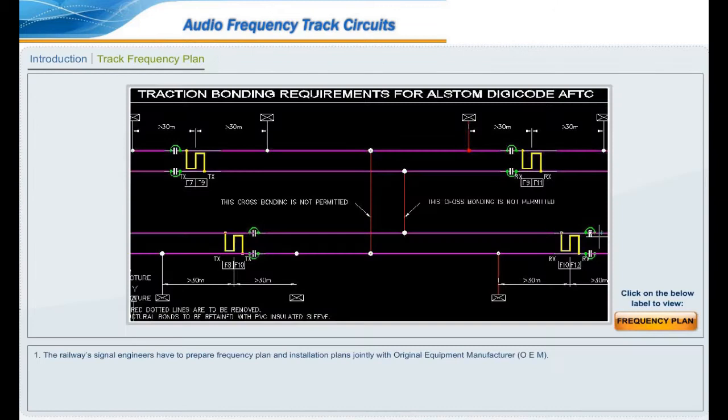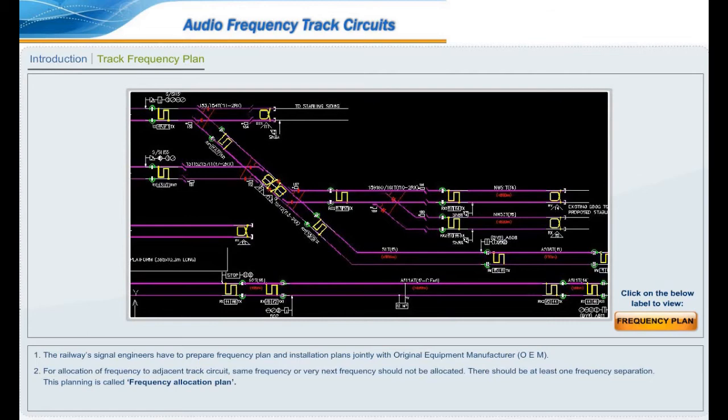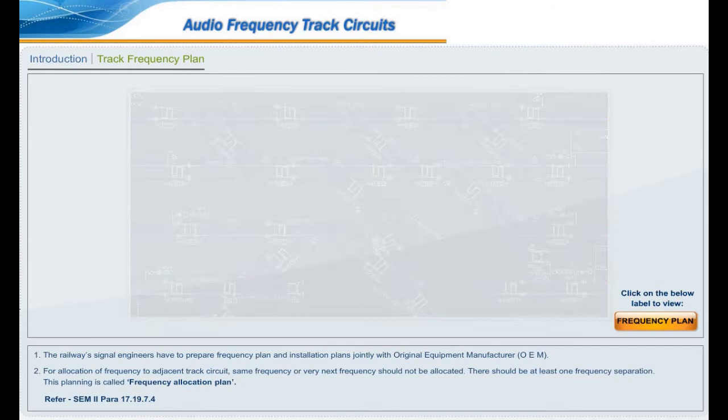The railway's signal engineers have to prepare the frequency plan and installation plans jointly with the original equipment manufacturer, OEM. For allocation of frequency to adjacent track circuits, the same frequency or the very next frequency should not be allocated. There should be at least one frequency separation. This planning is called the frequency allocation plan.